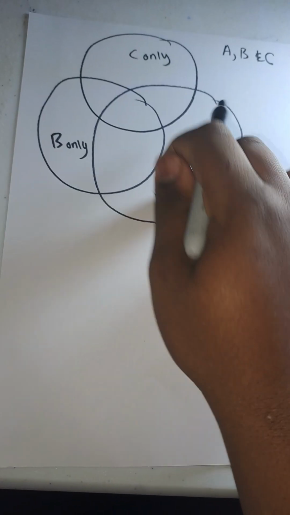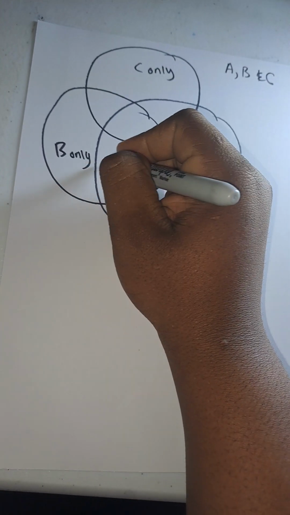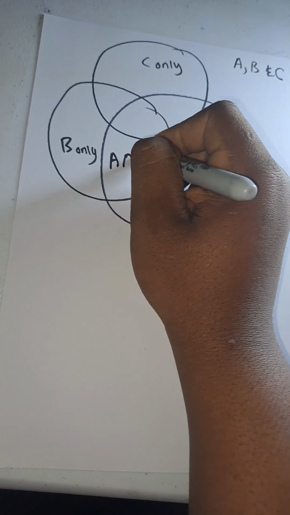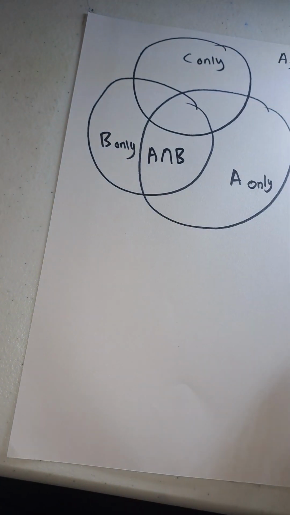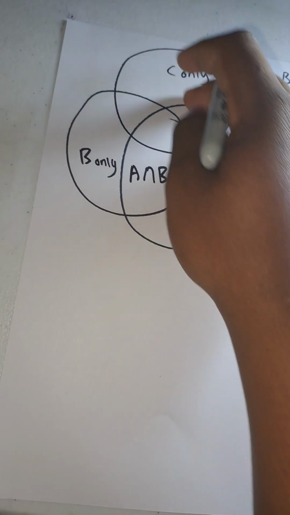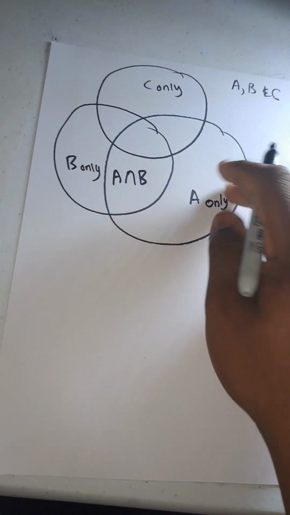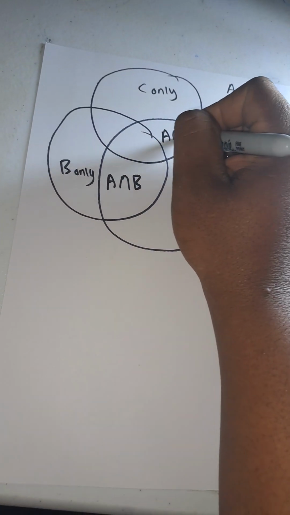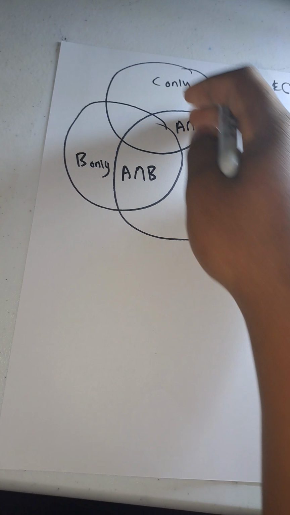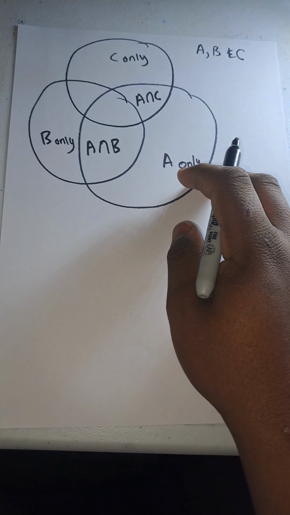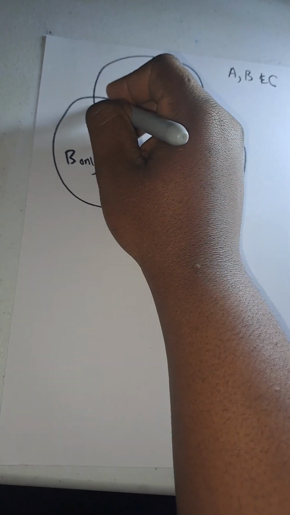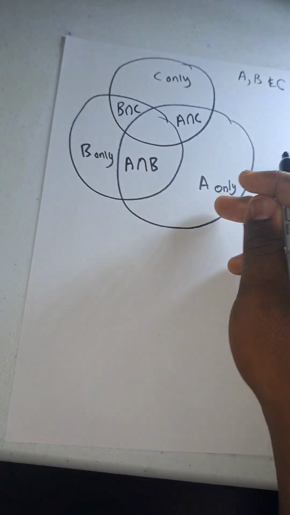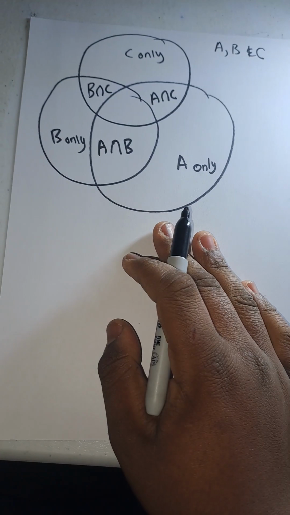And then Lana, this is the intersection of what? Of A and B. It means this is A intersecting B, or A and B. Now let's go to the intersection of A and C. This is A and C. And then the intersection of B and C is going to be B intersecting C.